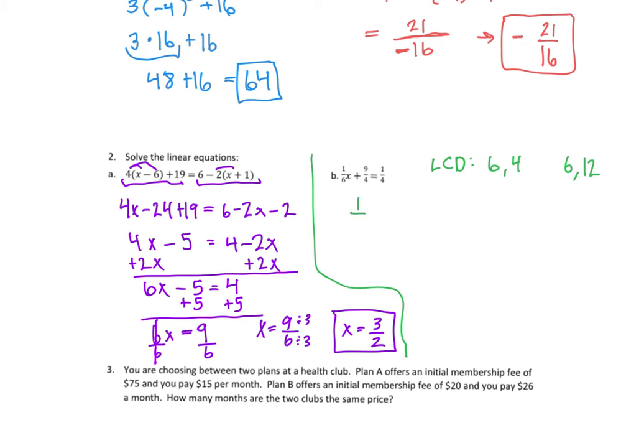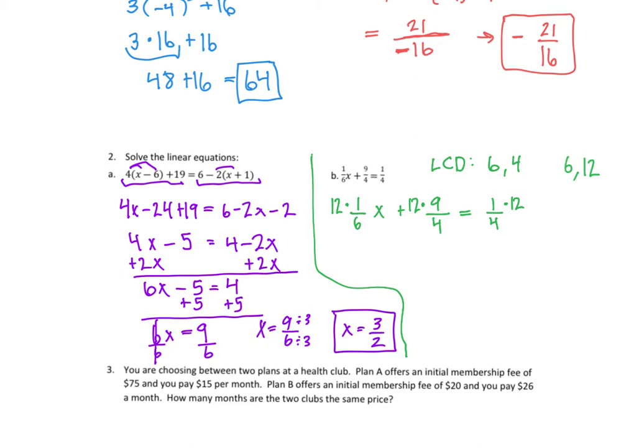So if I take each of my fractions and I multiply by 12, that will get rid of all the fractions. And I just have to make sure whatever I do to the left side, I also do to the right side. So if I multiply all of my terms on the left by 12, I have to do that same thing on the right.